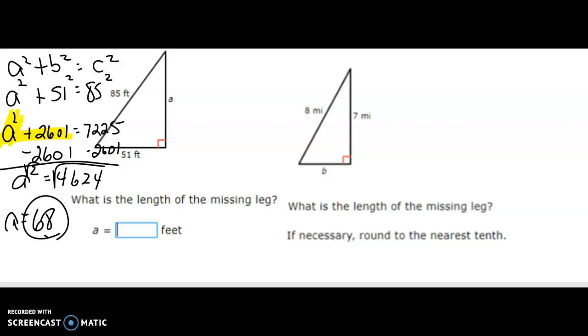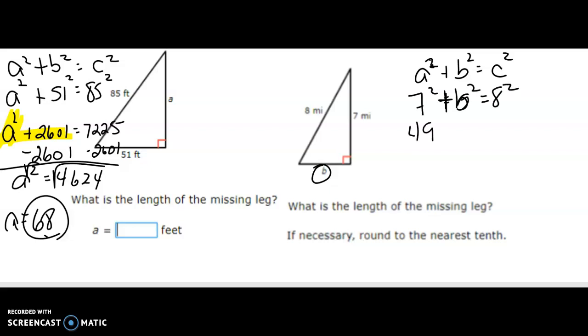So again, we are looking for a leg. We're looking for b this time. A squared plus b squared equals c squared. 7 squared plus b squared equals 8 squared. 49 plus b squared equals 64. We subtract.